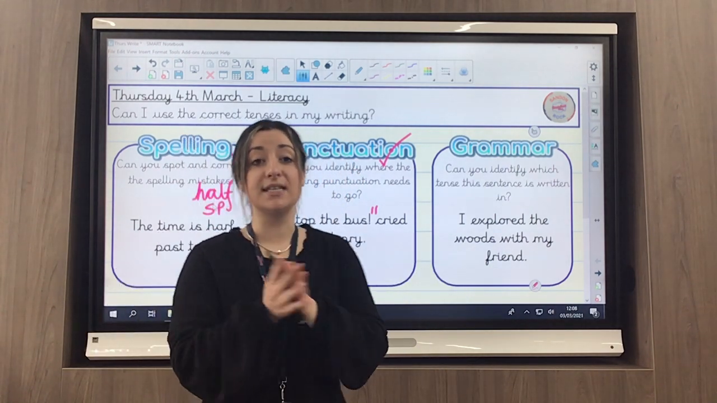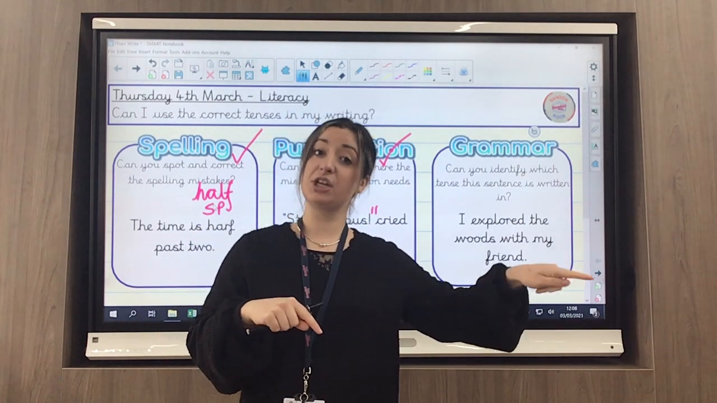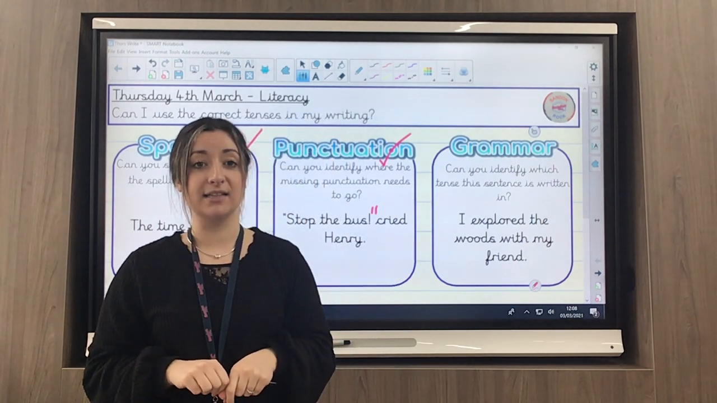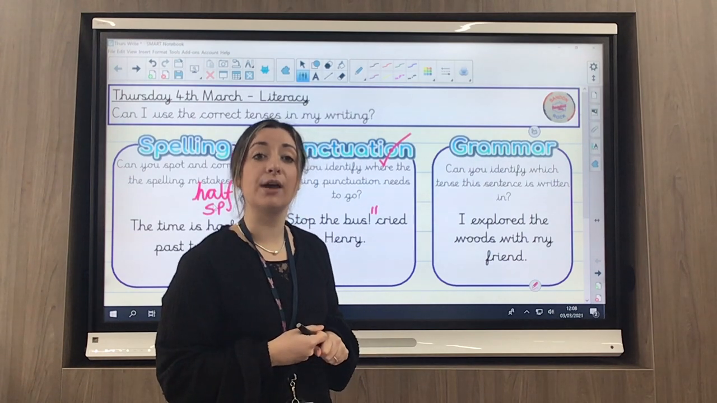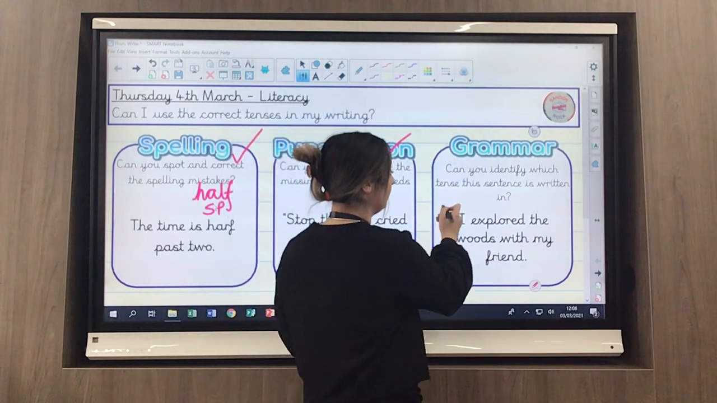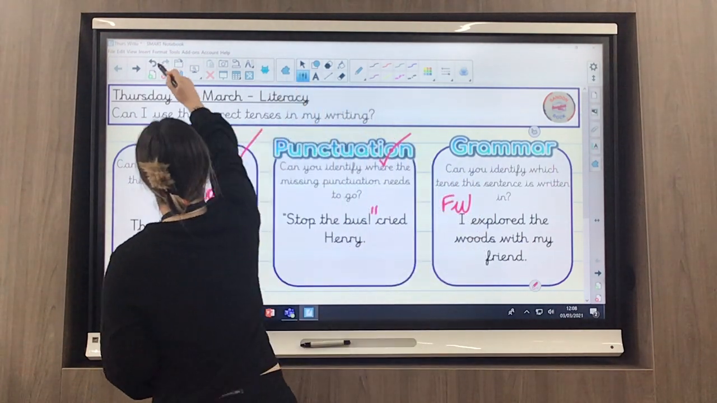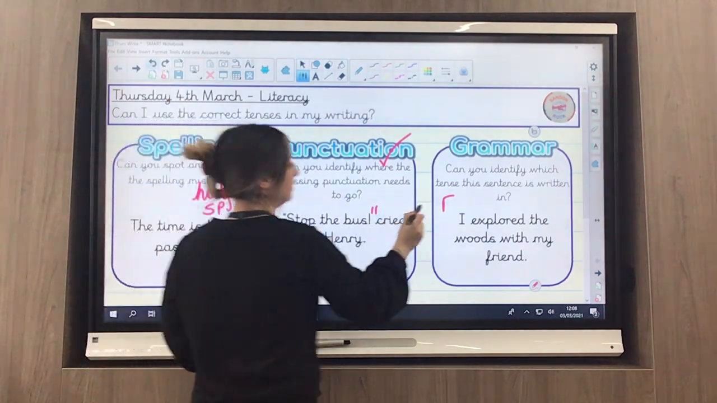Is it something that's happened in the past? It's already happened. Is it happening now? Or is it going to happen? Is it in the future? I explored the woods with my friend. Is it going to be past, present, or future? Okay, so if you got this at home, then you are correct. Oh, it's not future. It is past.